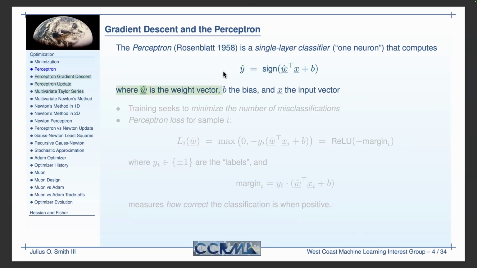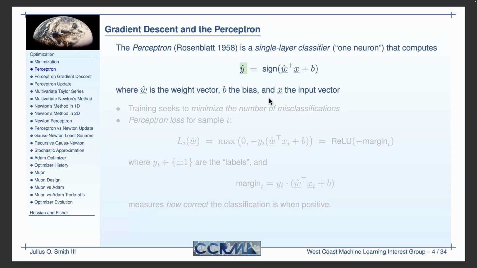And so this is the computation. So here's your input vector, here's your weight vector. There's only one. And then you've got your bias. And then you take the sign. So that's your crude activation function. And that's your estimate. So your states are only plus or minus one. And so you either get plus one or minus one out of this.